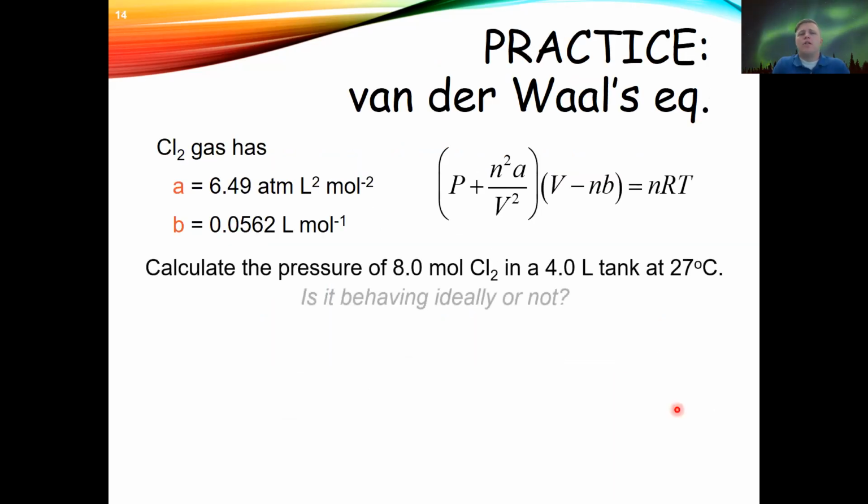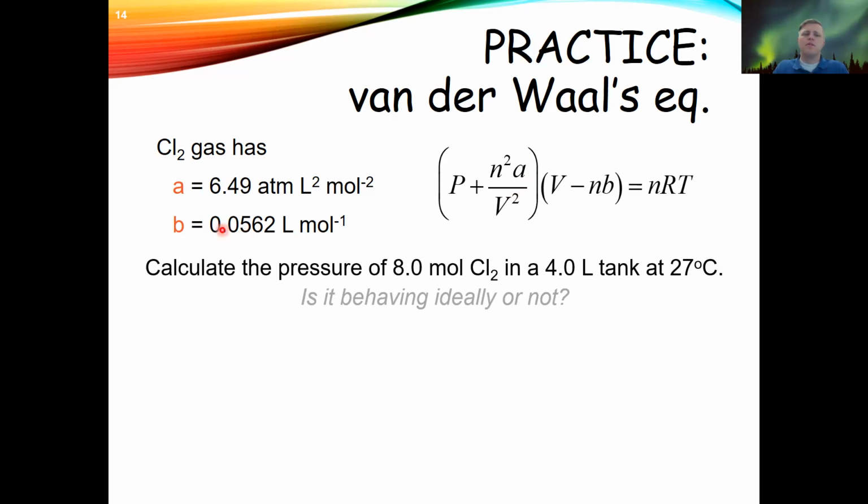All right, let's look at how this corrected van der Waals equation compares to the ideal gas law. We'll do that with chlorine gas. Chlorine gas has an A value of 6.49 atmospheres times liters squared per moles squared. It has to have those liters squared and moles squared units so that all the units in this place right here cancel out except for atmospheres.